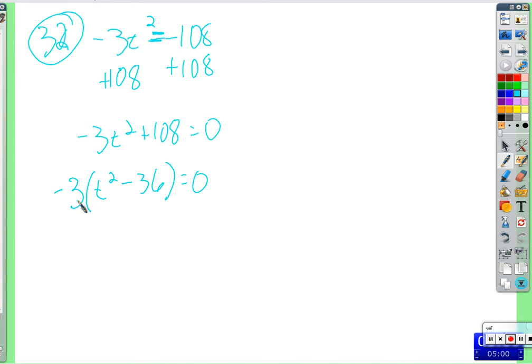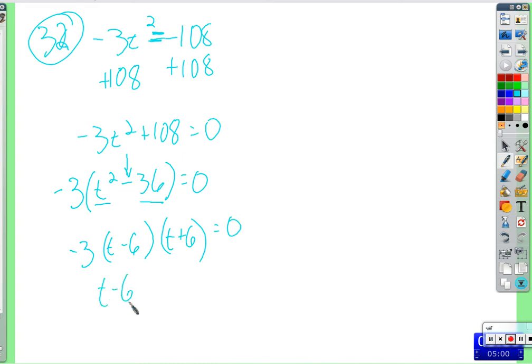Okay. So when you factor out a negative 3, we get t squared minus 36. That's a square, that's subtraction, we call it difference of squares. How does this difference of squares factor, Derek? You gotta do t minus 6. Okay. And t plus 6. You got it. Equals 0.